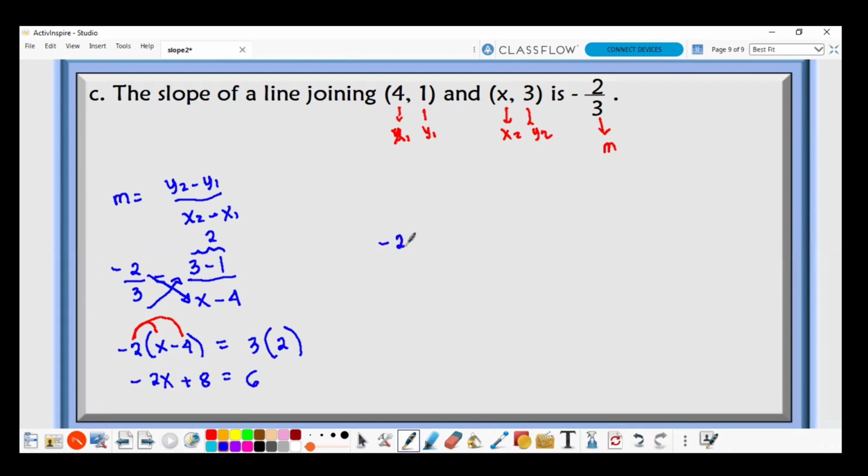Simplifying this further, we have minus 2x is equal to 6 minus 8. So minus 2x is equal to negative 2. Divide both sides by negative 2. So the value of our x now is equal to 1.